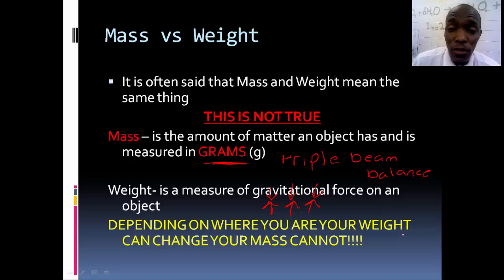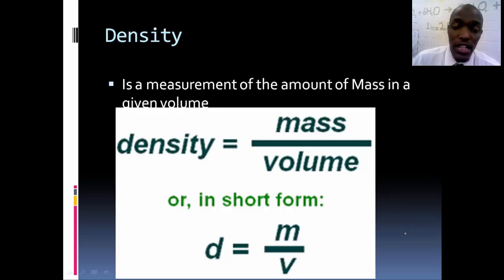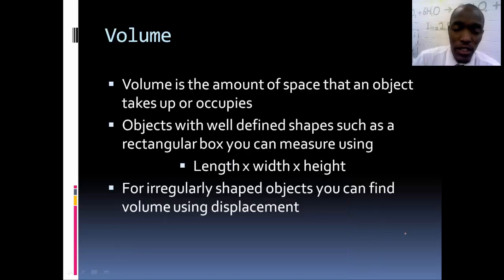So if I'm 50 grams on Earth, I'm going to be 50 grams on Mars, and I'm going to be 50 grams on the moon. Now, I may not weigh the same, but I will still measure my amount of mass the same. All right, so then let's skip over density just for a quick second so we can go to volume.